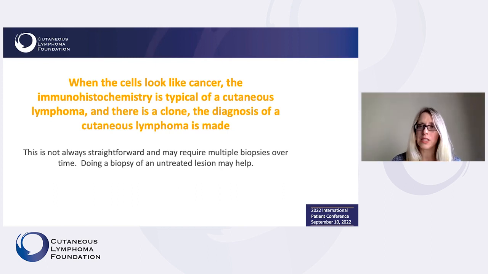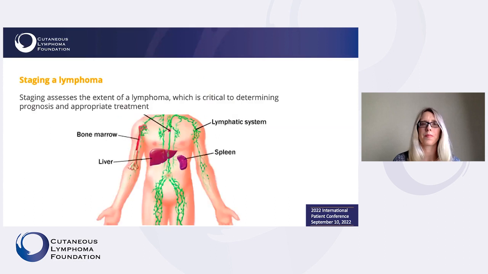Doing a biopsy of a spot that has not been treated sometimes may help us make this diagnosis faster. Oftentimes, if you're putting topical steroids on a skin lesion, it makes it harder to make that diagnosis. So once we have the diagnosis, we move on to staging. Staging helps us define where the lymphoma is located. Is it just in one place? Is it just in the skin? And that helps us determine the prognosis of the cancer, and then also helps us determine what treatment would be appropriate.